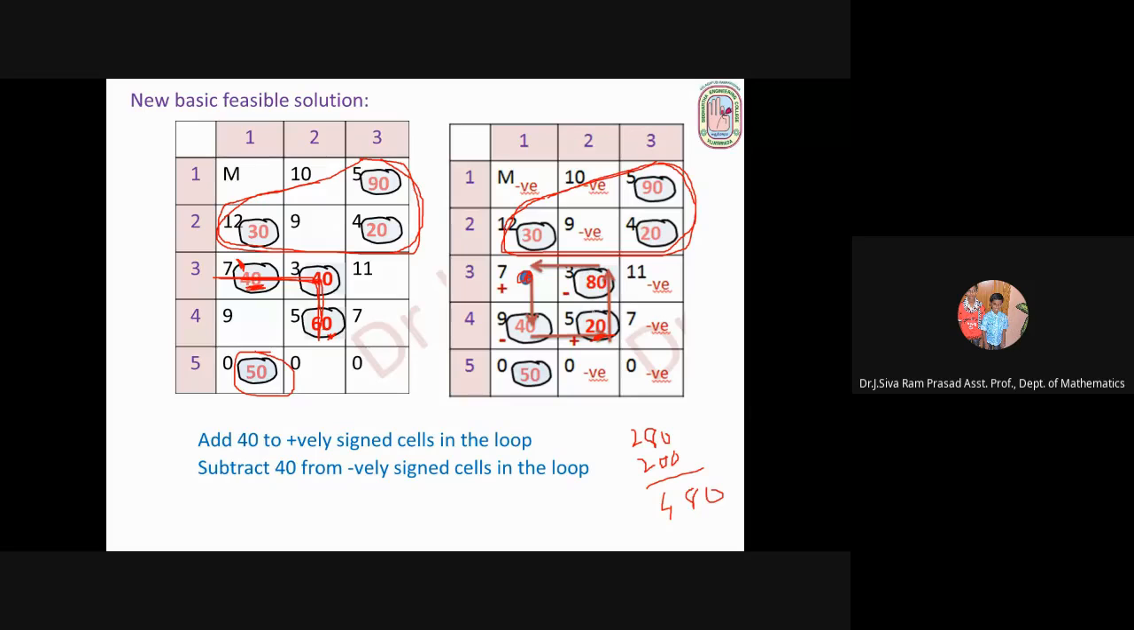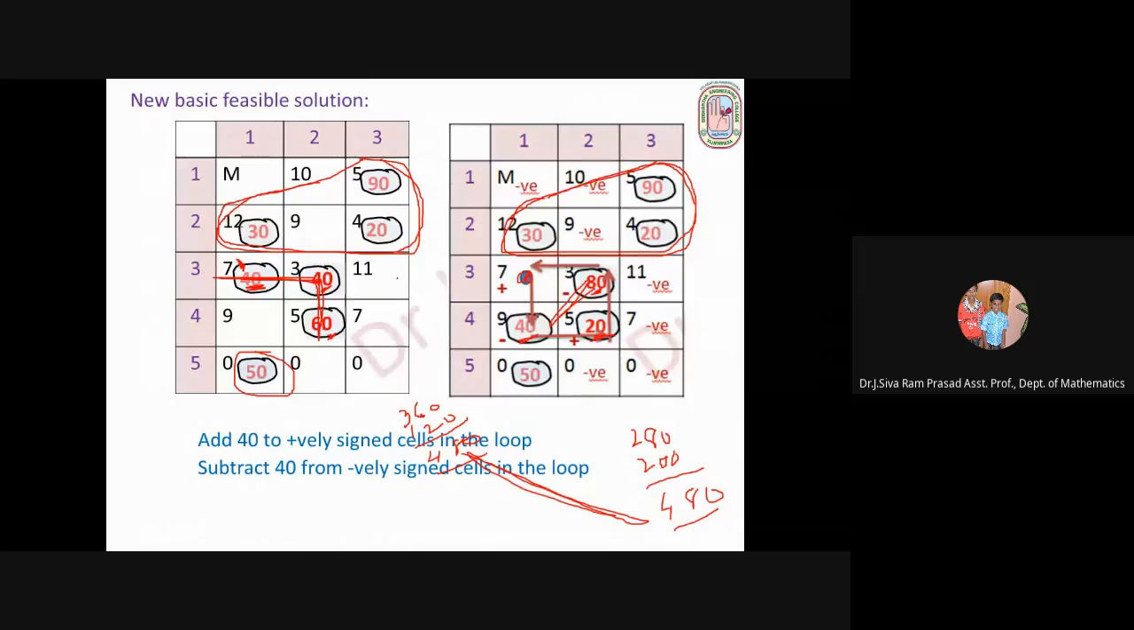Next, observe these two cells. Here, the previous transportation was 40 units. We have removed this. That means 9 into 40, 360. So we have to reduce this transportation cost by 360. And here, the previous allocation is 80, and now the allocation is 40. So we have to reduce 40 units here. So 40 into 3, 120. So the total is 480. This is the reduced transportation cost, and the other is the increased transportation cost. Both are the same. So there is no change in the transportation cost.